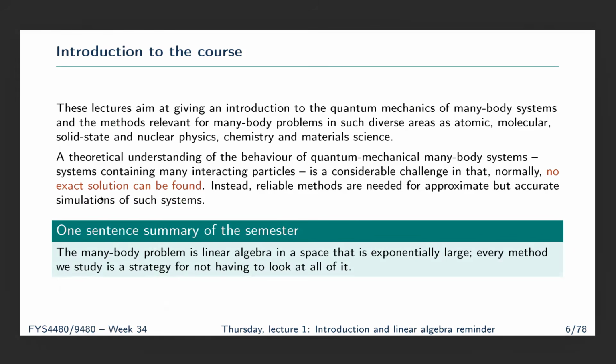So a word you're going to hear many, many times here is quantum mechanical correlations. And there are many types of these. So, a one-sentence summary of this semester: the many-body problem is linear algebra in a space that is exponentially large. And every method we study is a strategy for not having to look at all of it. So in a sense, if you do science, irrespective of scientific discipline, it's all about finding the effective degrees of freedom.